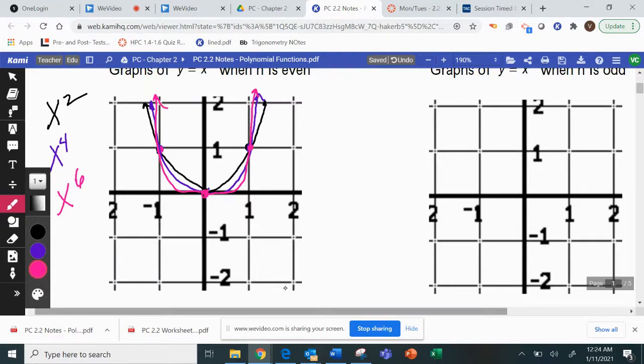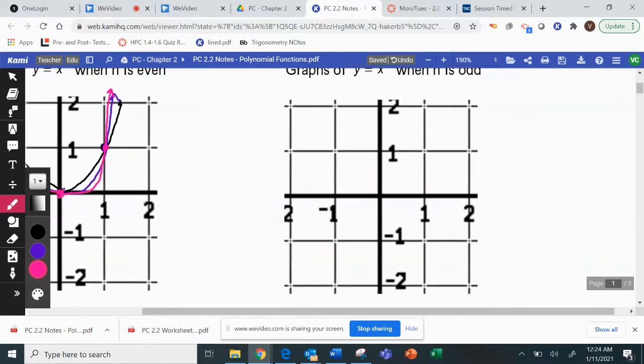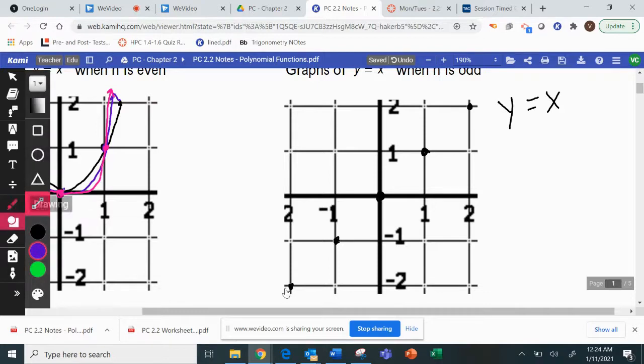And then we're going to look at odd graphs. The first odd graph that I'm going to start with is just x. So y equals x. That's every ordered pair where you plug in x, you get out the exact same y. So 0, 0, 1, 1, 2, 2, -1, -1, -2, -2, and so on. That's a line. I'm going to use my line tool. I haven't used that for a while. There we go.